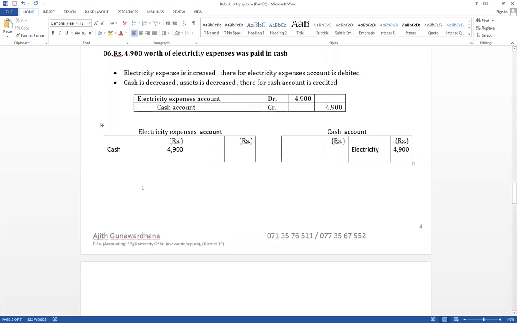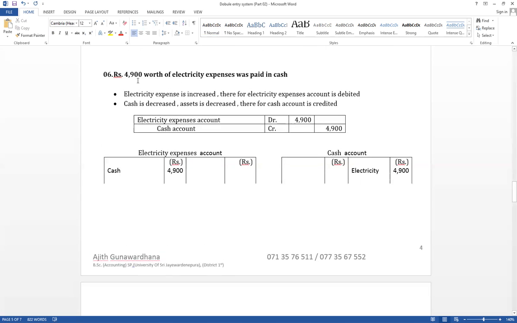6 relevant for expense. 4,900 worth of electricity expense was paid in cash. Expense paid in cash. Therefore, expense increase, cash decrease. That is a dual effect. Expense increase, therefore expense account debit. Cash decrease, asset decrease, cash account credit.